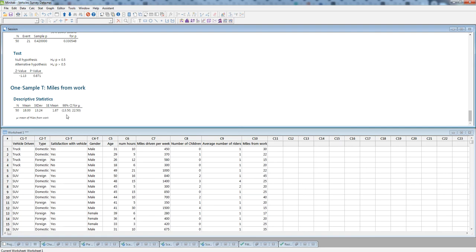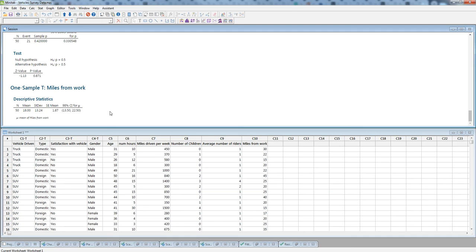Ooh, all right. So remember, this describes the population. So on average, it appears that people in this population drive between 13.5 and 22.5 miles to work on average. I drive like 6, so I'm really low compared to everybody else.